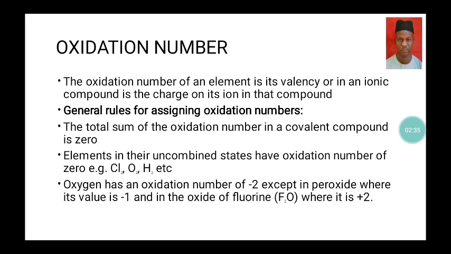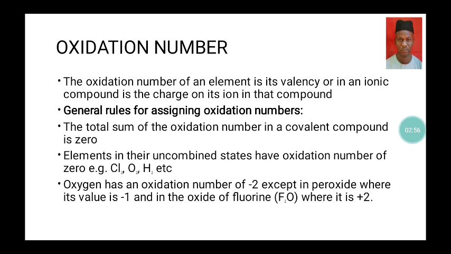Let us look at how we assign oxidation number. Oxidation number of an element is its valency, or in an ionic compound is the charge on its ion in that compound. Let us look at the general rules of assigning oxidation numbers.